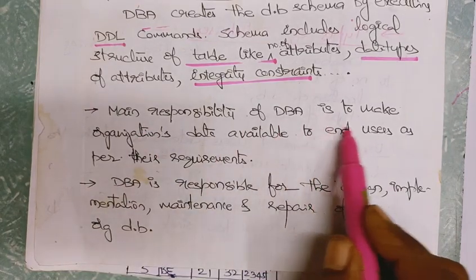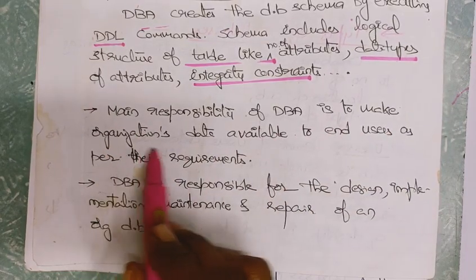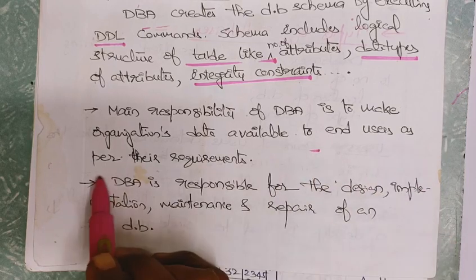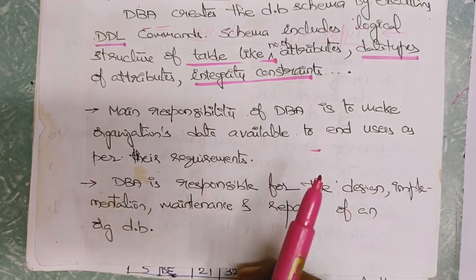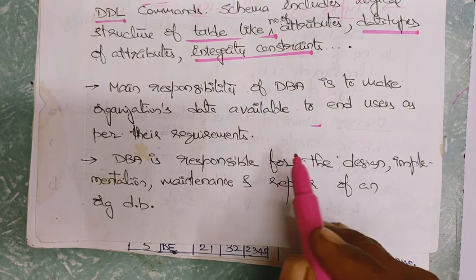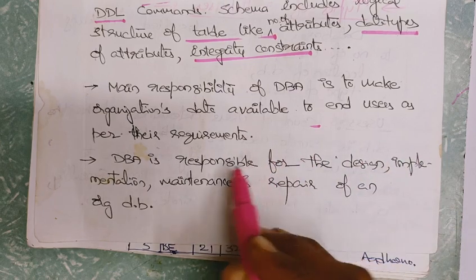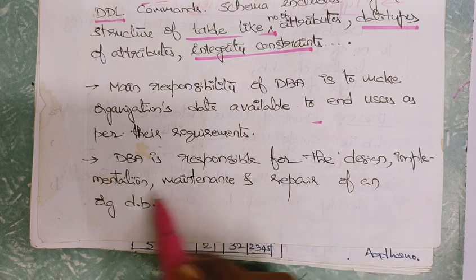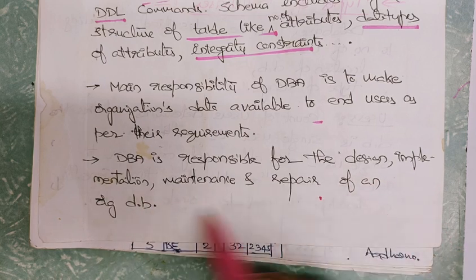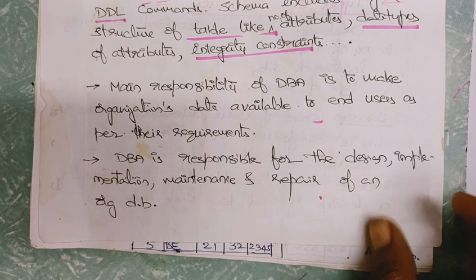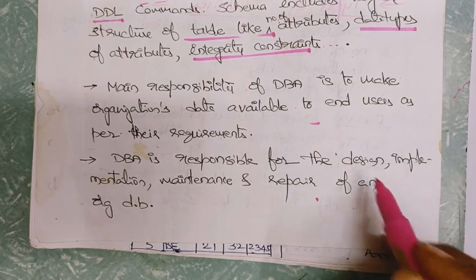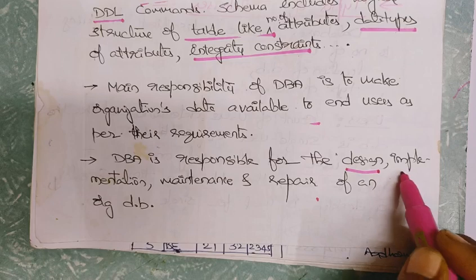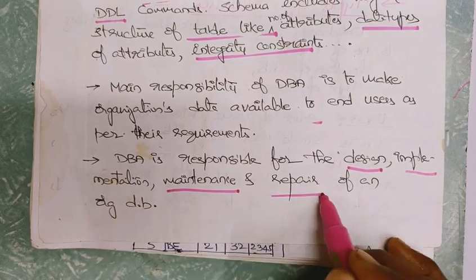Next, the main responsibility of the database administrator is to make the organization's data available to end users as per their requirements. Mainly, the database administrator provides the data as per the user's requirements. The database administrator is responsible for the design, implementation, maintenance, and repair of an organization's database. Everything will be the responsibility of the database administrator only.